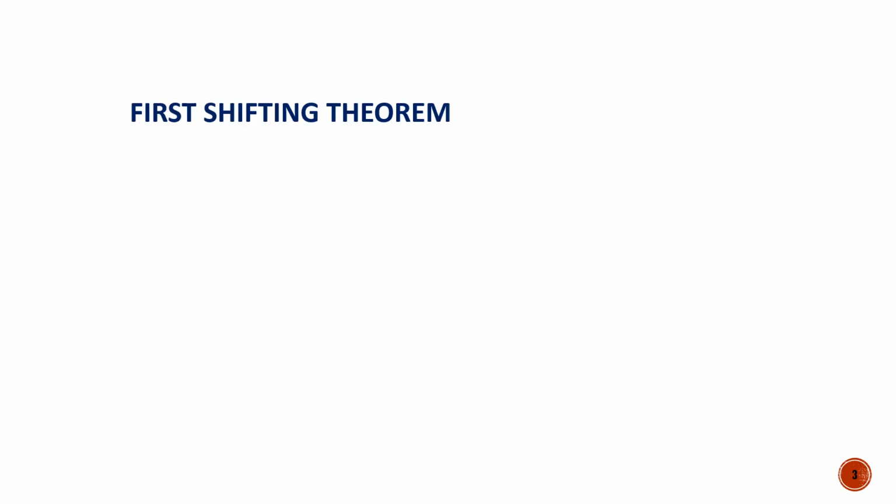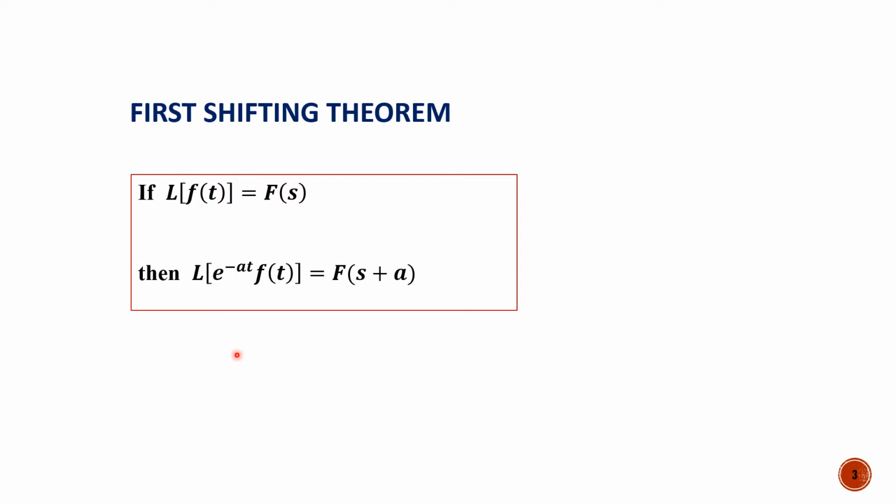The next property that we have seen is the first shifting theorem. The first shifting theorem is applied when the function f of t is multiplied by an e raised to function. So if L of f of t is F of s, then L of e raised to minus at into f of t is equal to F of s plus a. So we have to calculate L of f of t. Whatever answer we get, we have to replace s by s plus a. That is the first shifting theorem.